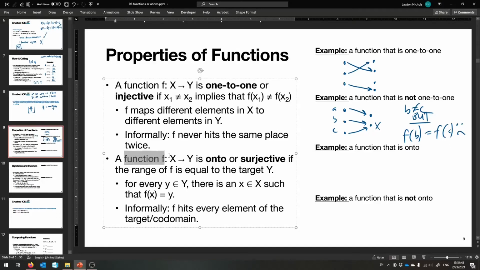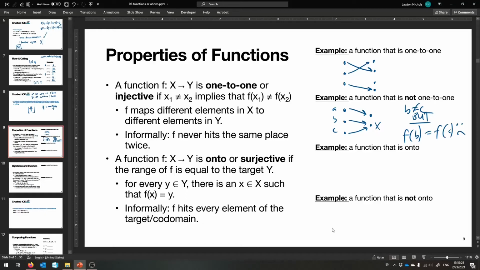So a function f from x to y is called onto if the range is equal to the target. This is why we have two terms, because sometimes it's not the same, but when it is, we have a nice word for it. We call it onto. Here's the mathematical way of describing that: for every y in Y, so for every element of the target, there is an x. So for all first, then there exists an x in X, the domain, such that f of x equals y. Informally again, f is hitting every element of the target, every element of the codomain.